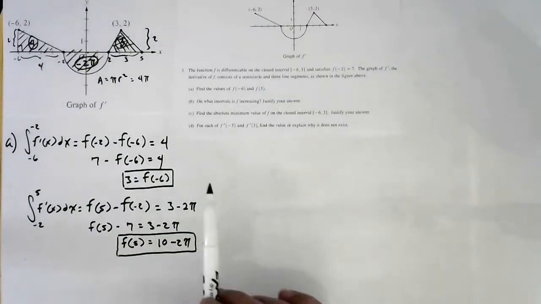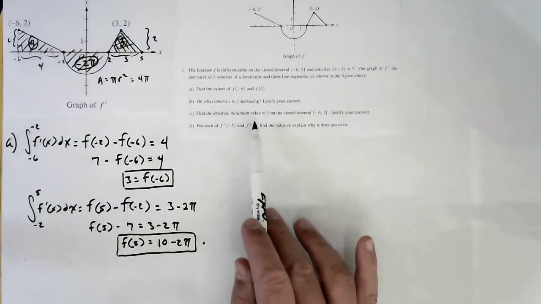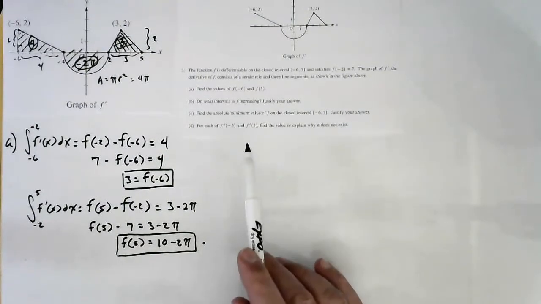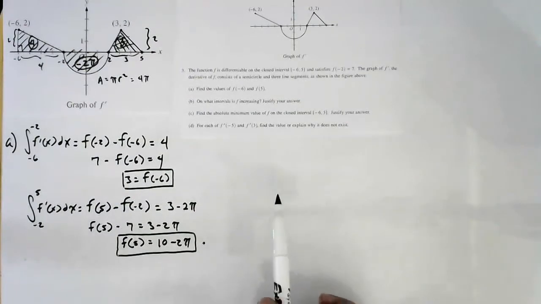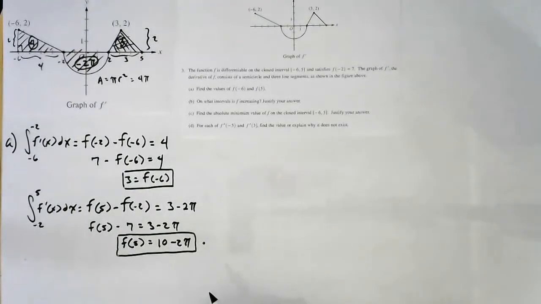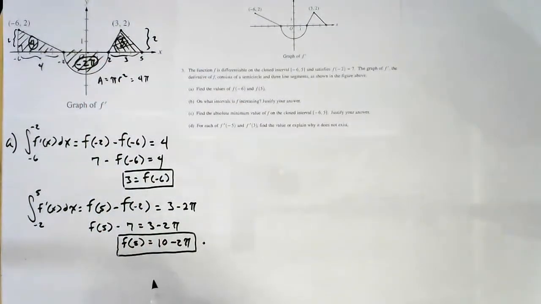Part B says, on what intervals is f, the original function, increasing? Justify your answer. Well, whenever you hear increasing or decreasing, that's a key word. That should make you think, I need to investigate the derivative to tell me what the original function is doing. If the derivative is positive, then the original function is increasing. If the derivative is negative, the original function must be decreasing. So let's jump to the graph of the derivative. We can clearly see positive and negative from here.